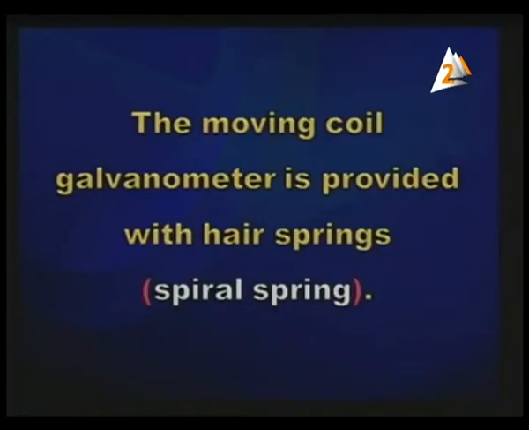Another give reason: the moving coil galvanometer is provided with hair springs. Moving coil galvanometer is provided with spiral springs. So we want to know why we should have hair springs in the galvanometer. In other words, we want the function of the hair springs.